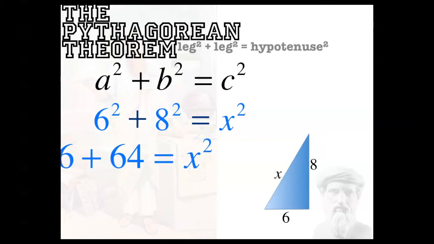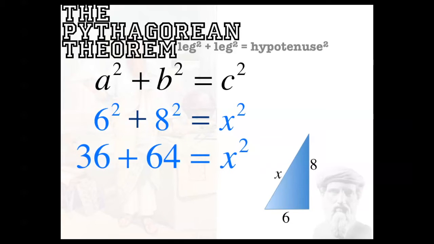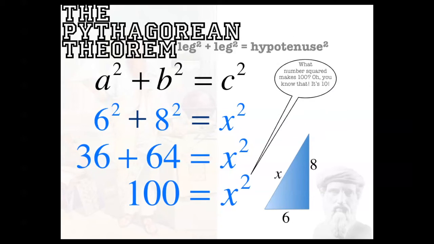What's 6 squared? 36. What's 8 squared? 64. Can you add 36 and 64 together? Sure. Hey, that makes 100. Wait a second. 100 equals x squared. What number squared makes 100? Oh, yeah. x must be 10, because 10 is the only number that, when you square it, gives you 100.